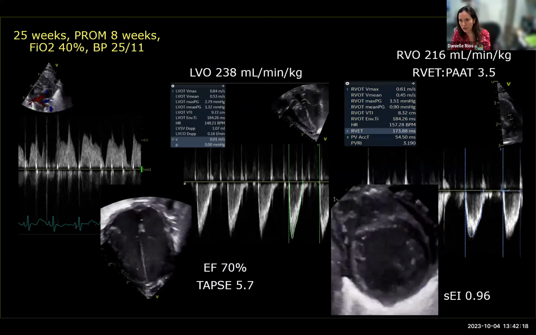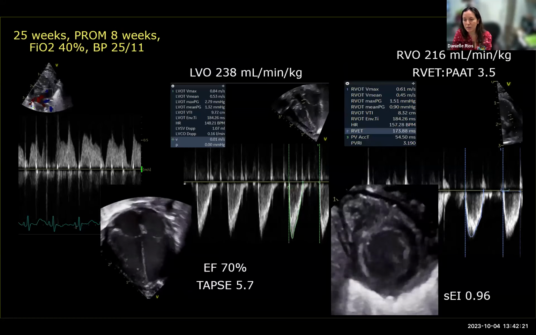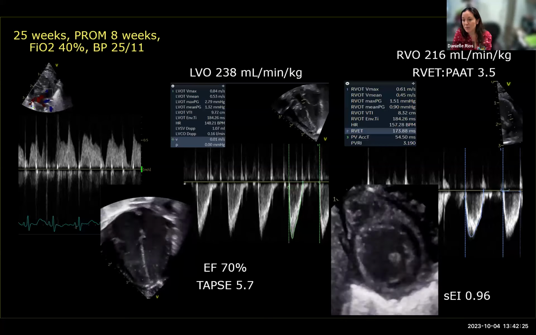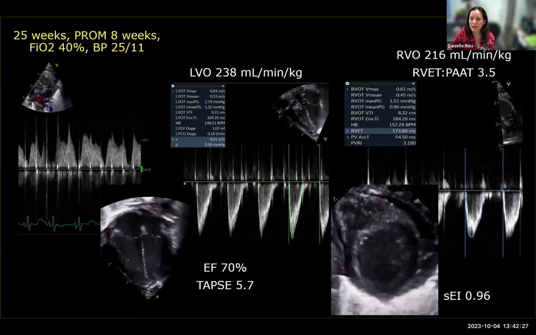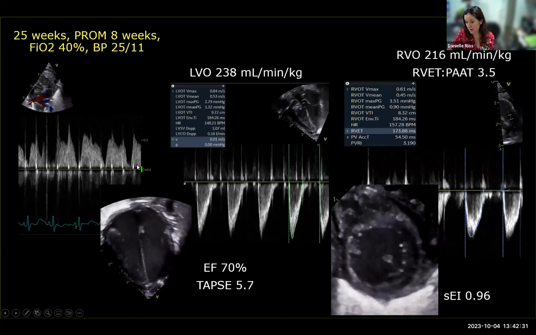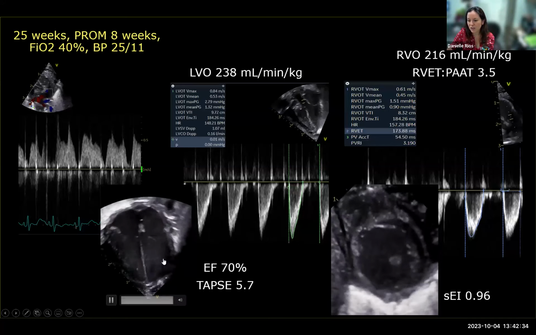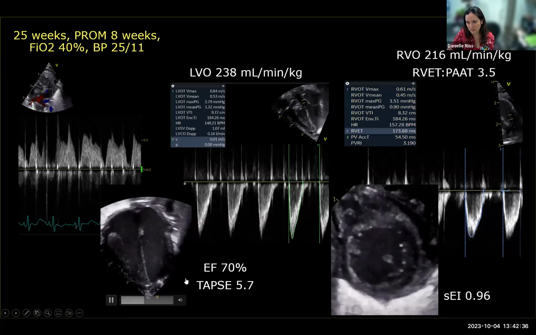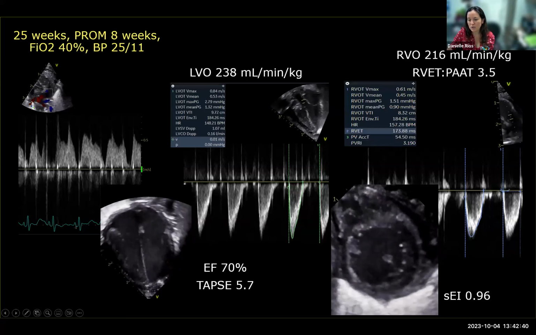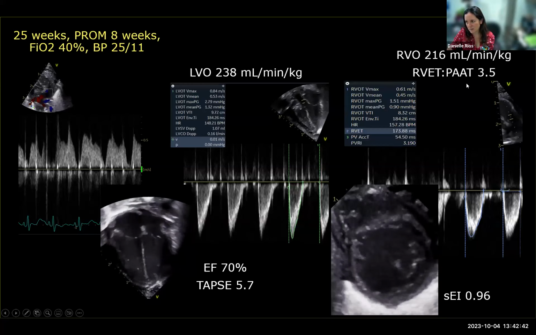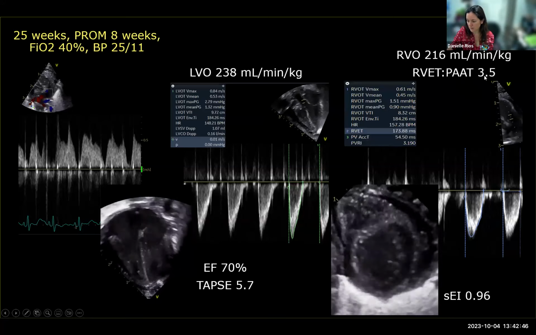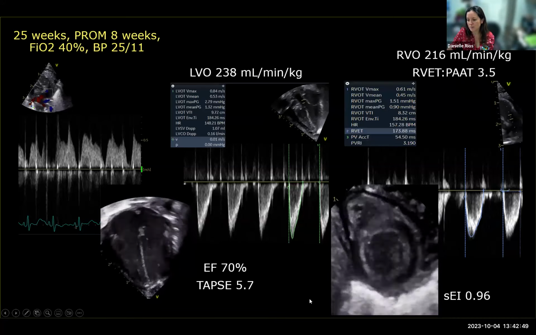This 25-weeker had PROM at 8 weeks. FiO2 is 40% and BP was 25/11. So now when we look at pulmonary vein flow, we see that it's there. It's not low. Your EF is 70, your TAPSE is 5.7, which is in the okay range. Your LVO is 238, RVO 216, RVET to PAT is in the normal range, and your septum is round.